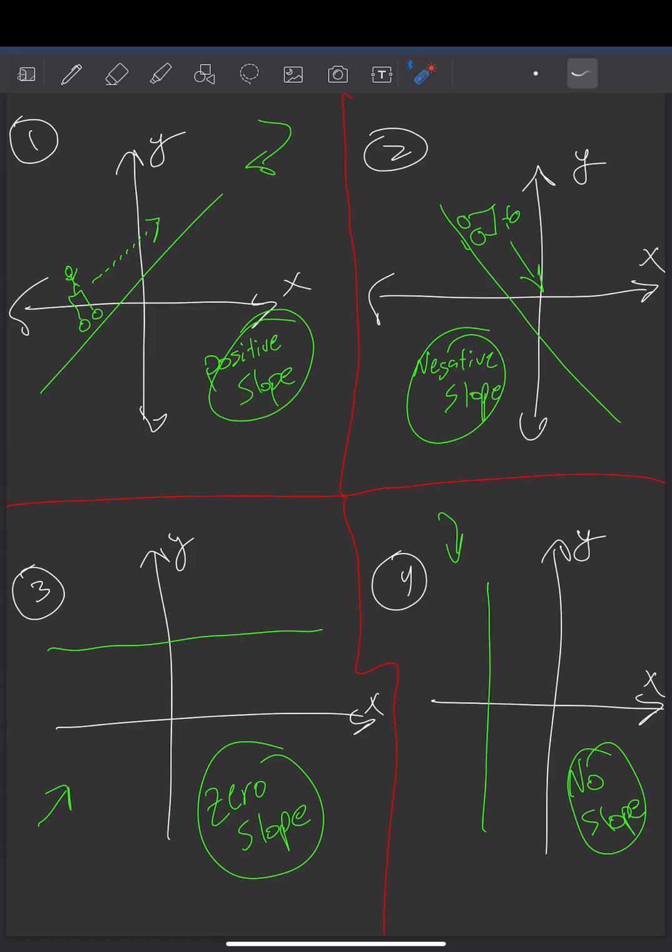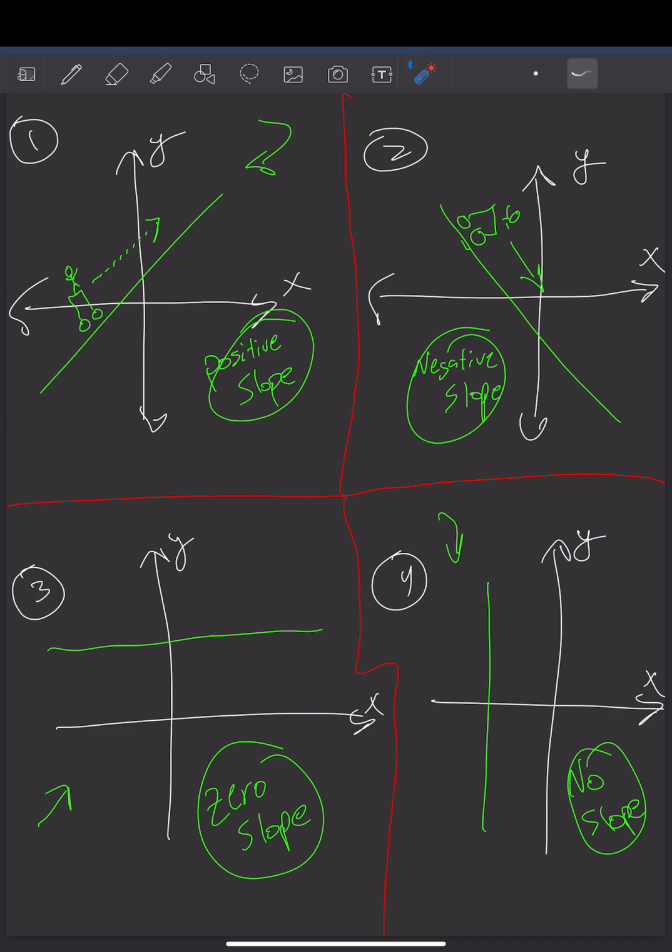There are going to be instances where you have a 0 slope or no slope at all, and the way you figure those out, either from an equation or a diagram, is as follows. For number 3, let's say you have a line that is straight like this. That is what we call a 0 slope, meaning the slope of that line is 0, no matter what, because that is a straight line. And for number 4, let's say you have a line that goes straight up and down. That is what we call a no slope.